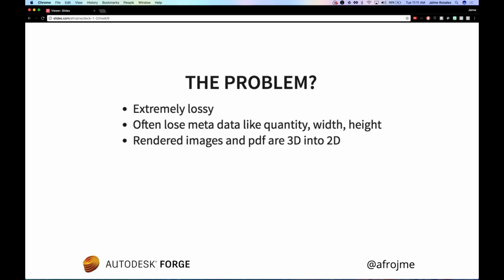So this became extremely lossy. Then the other problem, which we have more understanding of, is that we often lose the metadata. The metadata that comes with the CAD model itself, such as quantity, width, height, and information about the properties of the model, gets lost. And then we end up having the client saying, you know what, I do not have the software. Can you please render these images into a PDF? And then we transition from a 3D into a 2D.